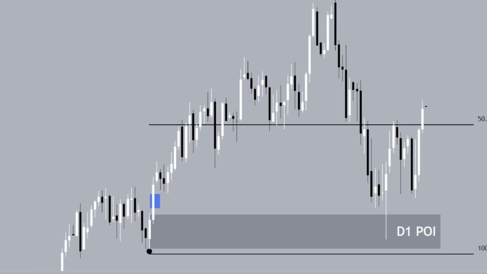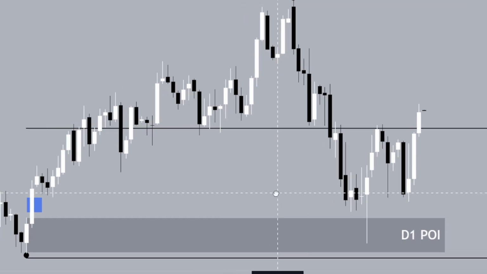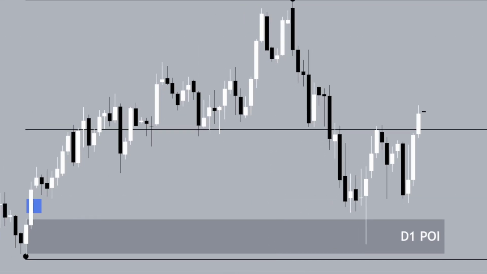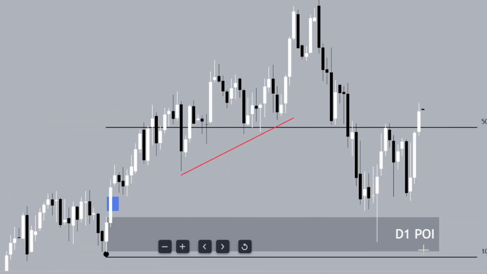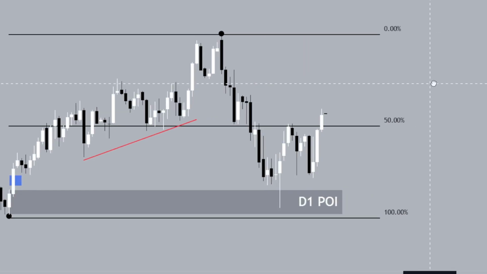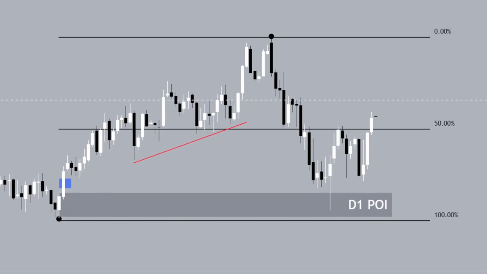Another confluence we should understand is that we had a very large pool of liquidity over here. So if I quickly bring that to your attention, we had a very large pool of liquidity here. This represents internal range liquidity. So what makes this internal range liquidity? Simply because we have our dealing range.